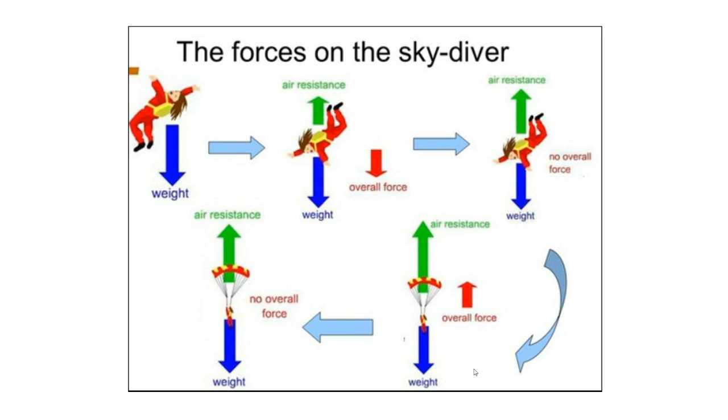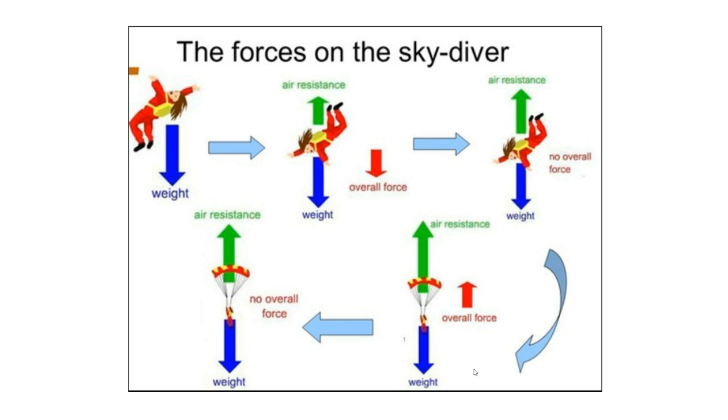At first, when they jump from the plane, they're not moving downwards to start with, so only the weight is applied to the skydiver. They're going to accelerate downwards, moving faster and faster. The air resistance is going to increase, but you're still going to have an overall downward force. So the skydiver is going to keep on accelerating downwards, moving faster and faster.